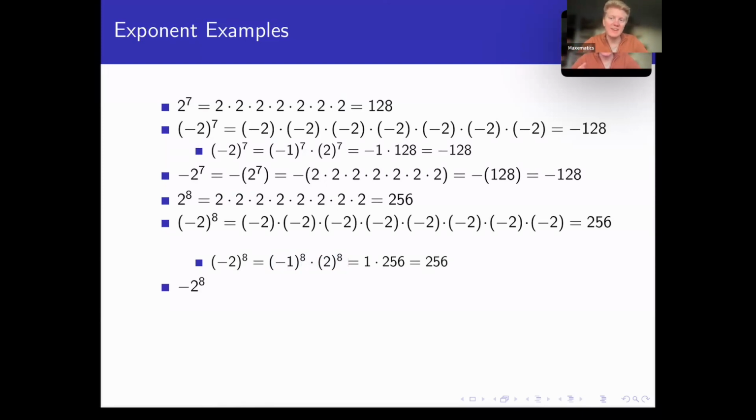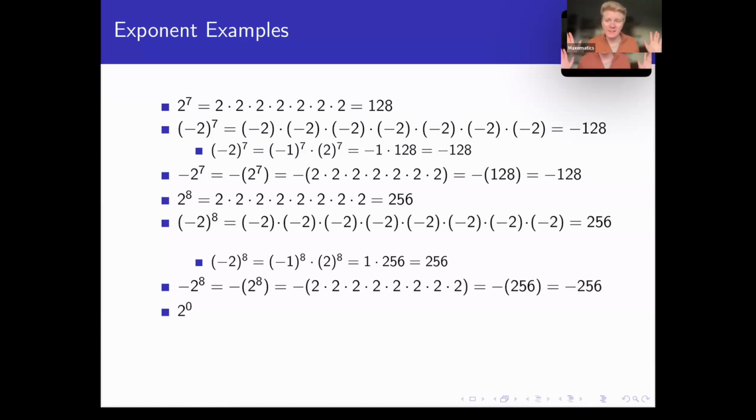Negative 2 to the 8th, again with no parentheses, says just do 2 to the 8th first. We know that part's 256. The negative, without parentheses, says make the whole thing negative. 2 to the 0, any number raised to the 0 power is 1. Negative 2 to the 0, with parentheses, is also 1. But negative 2 to the 0 without parentheses says do 2 to the 0 power first and then make it negative. So again, it's very, very important how we write our parentheses.